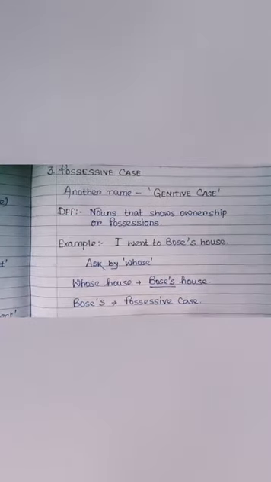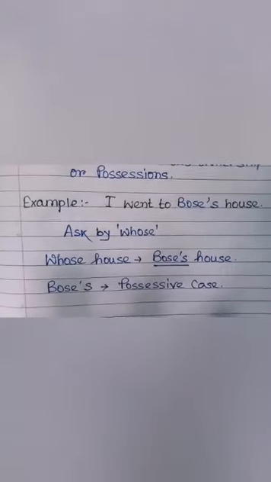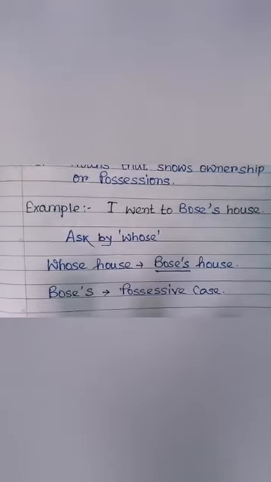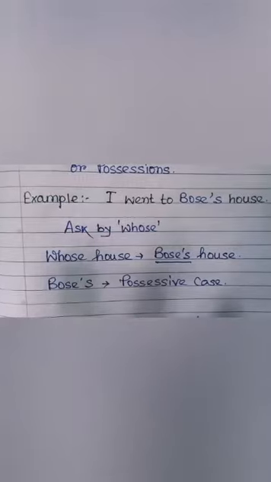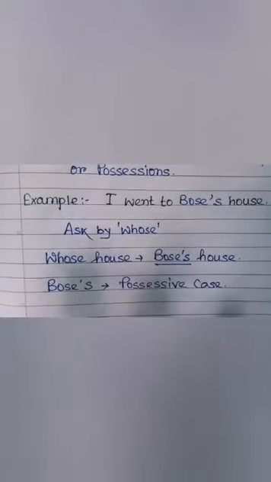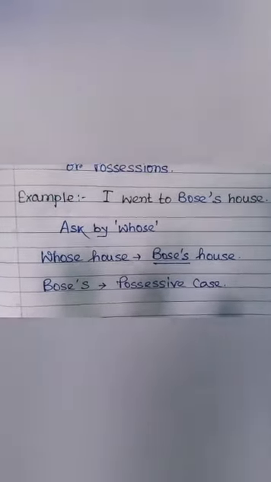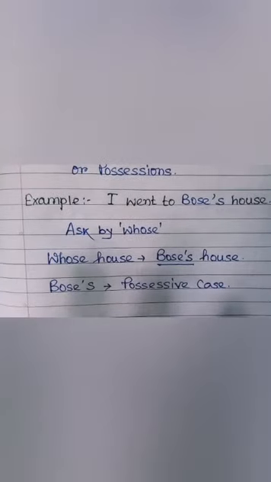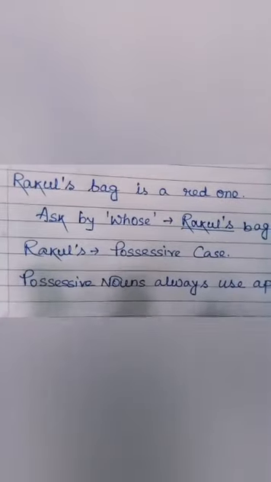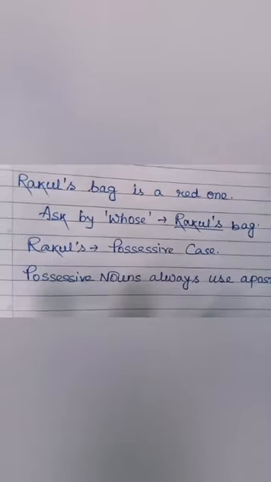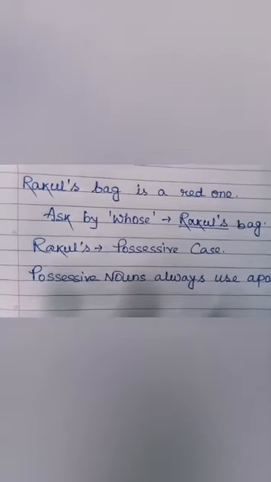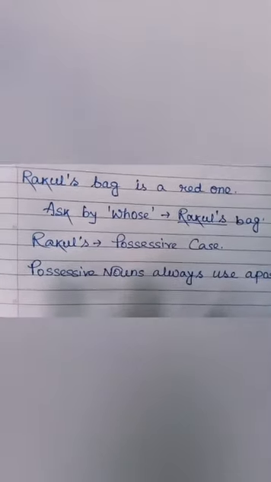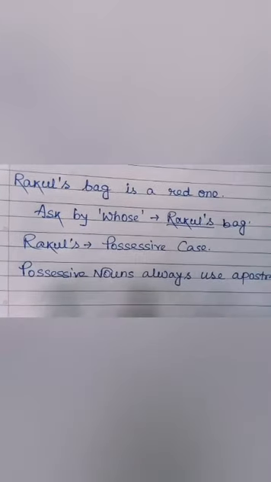Look at this example. I went to Boss's house. In this particular sentence, to find out the possessive case, you need to ask by whose. So whose house? Boss's house. So Boss's is an example of possessive case. Look at this other example. Rakul's bag is a red one. So you need to ask question by whose. Whose bag? Here it is Rakul's bag. So Rakul's is an example of possessive case.